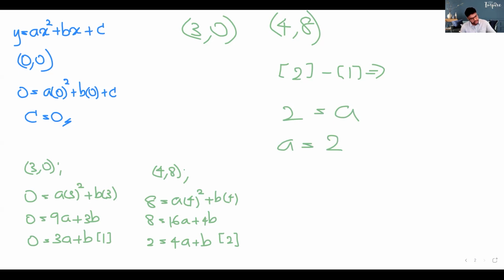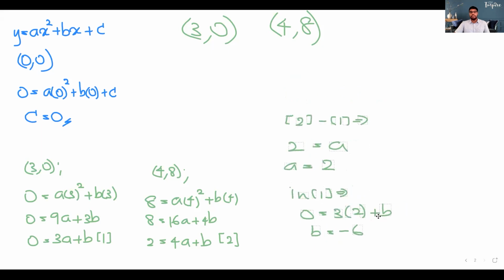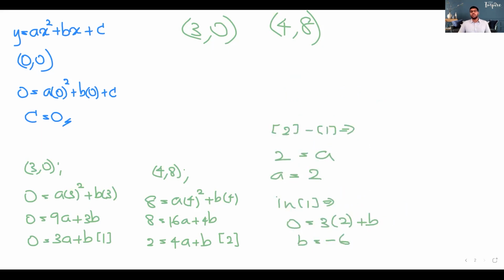I'll choose the first one because it looks easier. So when I substitute in one, I get 3 times 2 plus b. So therefore b is equal to negative 6. All right, so we solved that. Turns out the values of a and b are: a is equal to 2 and b is equal to negative 6. So the equation of this graph is y equals 2x squared minus 6x.